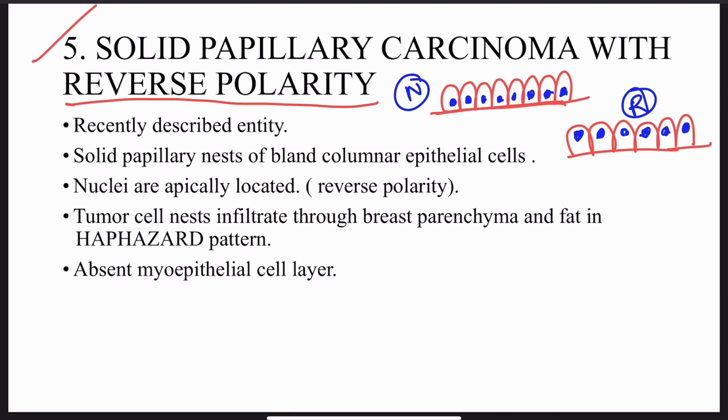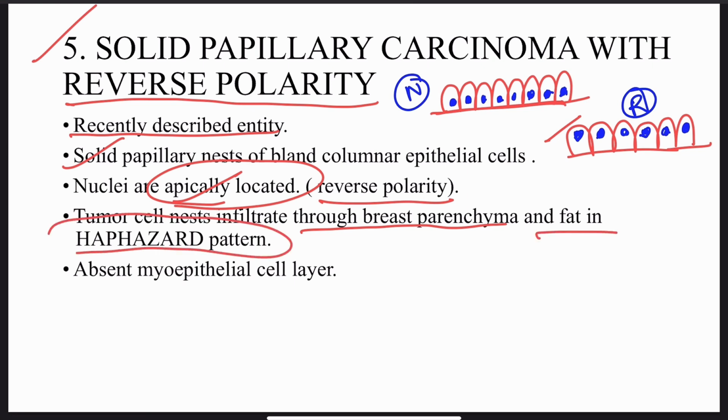And the cells are haphazardly arranged. They're scattered everywhere, and they do not follow a particular direction. It is a very recently described entity. Solid papillary nests are there, like solid papillary carcinoma. These are also arranged in nests of bland columnar epithelial cells with apically located nuclei. That is called reverse polarity. And the tumor cell nests infiltrate through the breast parenchyma and fat in a haphazard pattern, scattered everywhere. And obviously, the myoepithelial cell layer is absent.